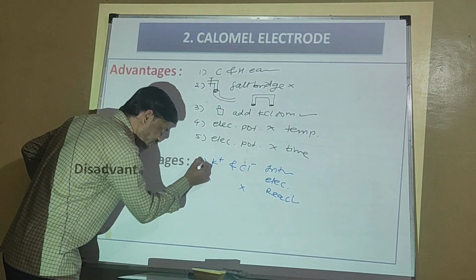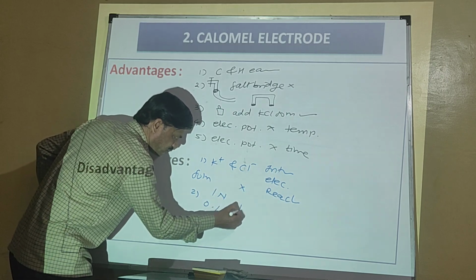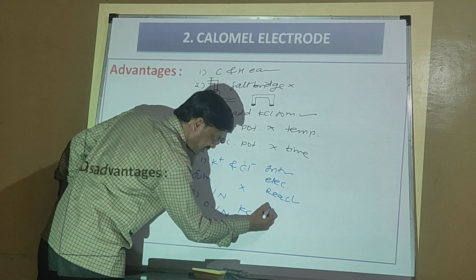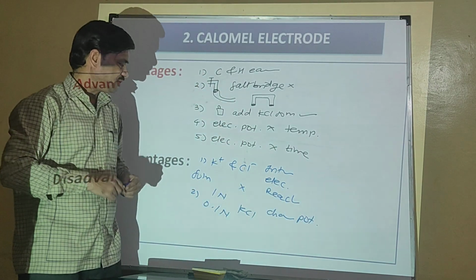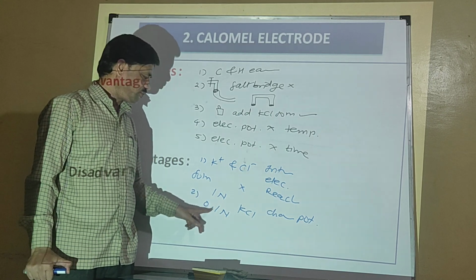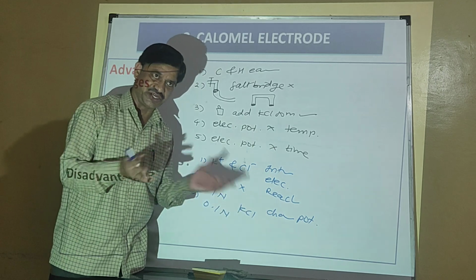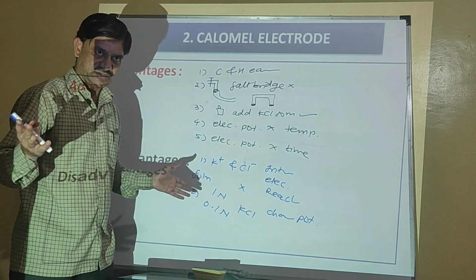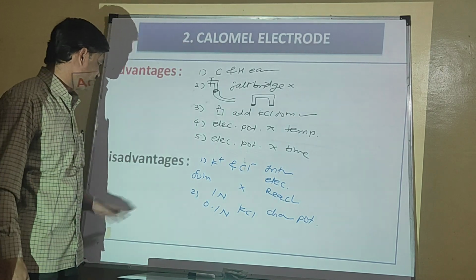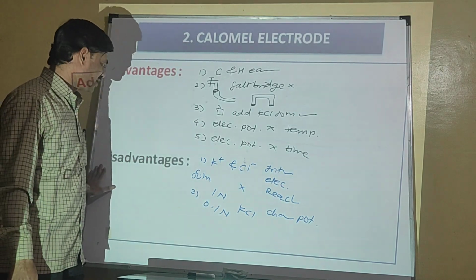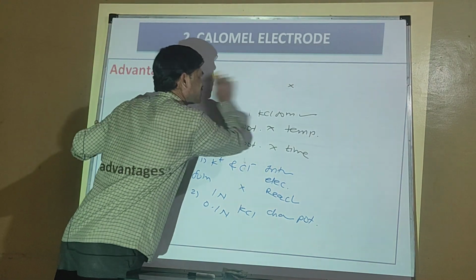What about the second important drawback? In case of 1 normal and 0.1 normal KCl, there is a possibility of change in electrode potential. Sometimes what happens? If we are using 1 normal or 0.1 normal KCl for construction, the electrode potential may get changed, and all the analysis or all the result conclusions will be somewhat incorrect. So these are the advantages and disadvantages of which electrode? Calomel. Let us shift towards the next point.